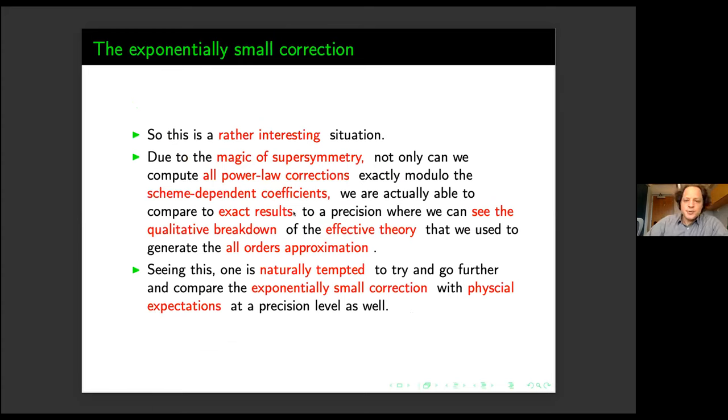Okay, so it's a rather interesting situation now. Due to the magic of supersymmetry, not only can we compute all power law corrections exactly modulo the scheme dependent coefficients, we're actually able to compare to exact results to a precision where we can see the qualitative breakdown of the effective theory that we used to generate the all orders approximation. And seeing this, one is naturally tempted to try to go further and compare the exponentially small correction with physical expectations at a precision level as well.